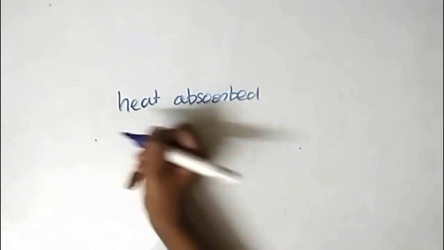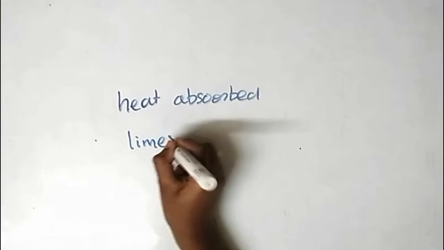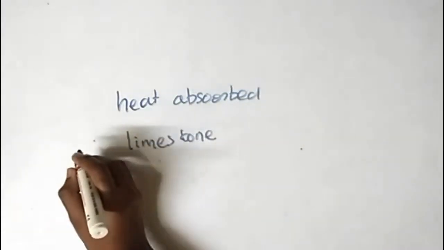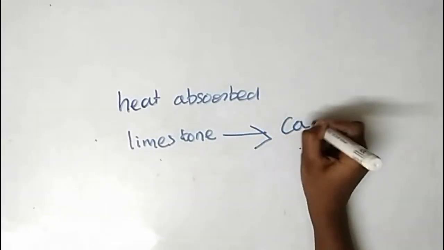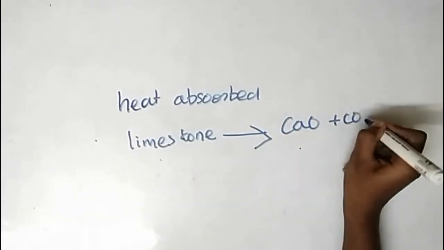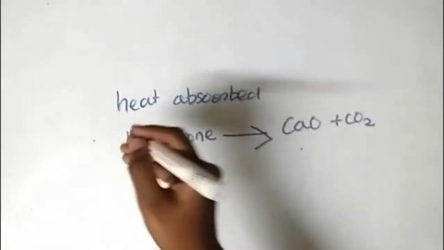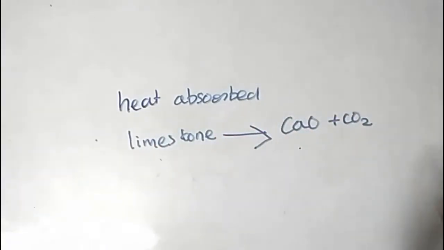For example, we already discussed the decomposition of limestone. When the heat is absorbed by the limestone, it decomposes to quicklime and carbon dioxide. So the absorption of heat during a reaction is called an endothermic reaction.